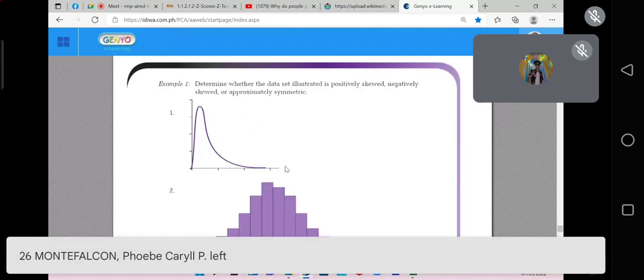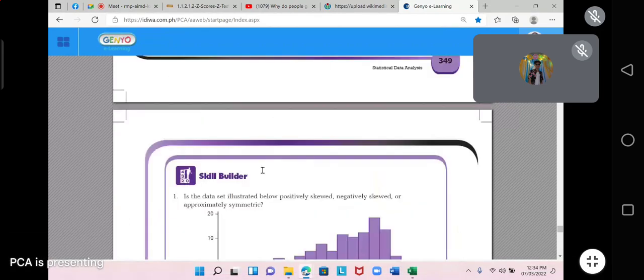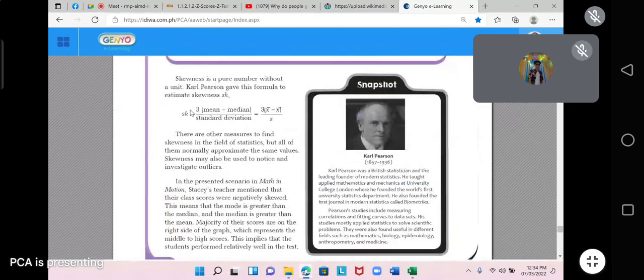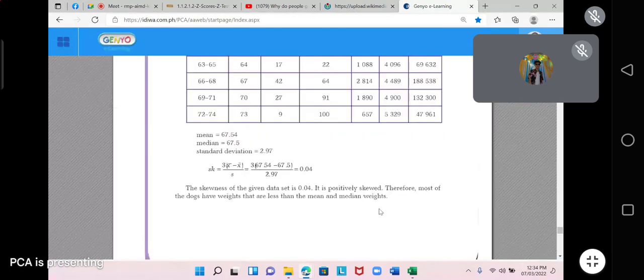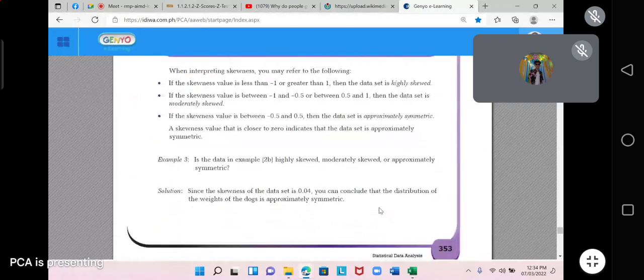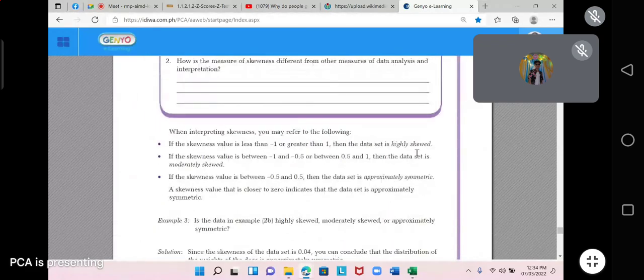What else? Those are the examples. And then finally, this is your skew measurement: 3 times the difference between the mean and the median over the standard deviation. Sorry, one minute left. You see this one. It is highly skewed if the skew value is less than -1 or greater than 1. Greater than 1, highly skewed.